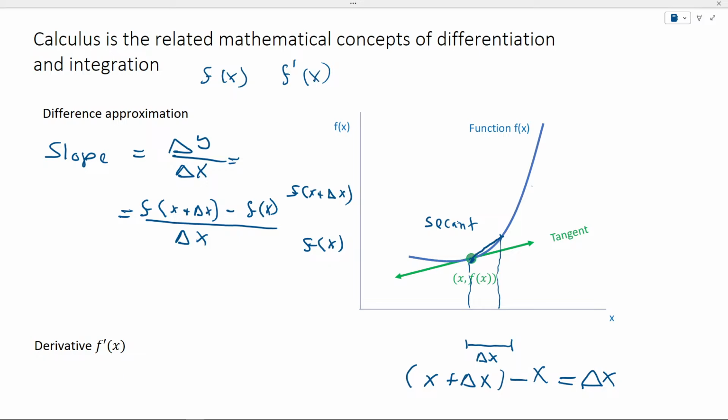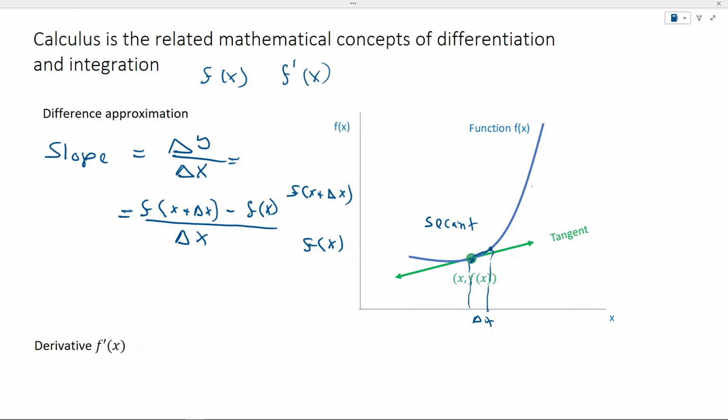And as delta x gets smaller, what happens? The slope of the secant line approaches the slope of the tangent. Can I improve it? Yes, sure. I can make an even smaller secant line here, and see my delta x is getting smaller. Now the slope of this line is almost the slope of the tangent.